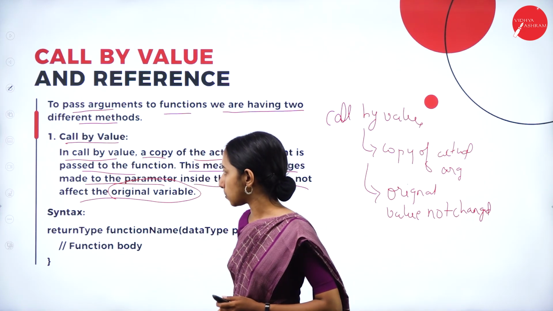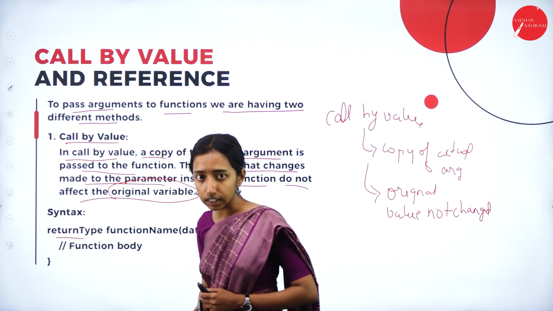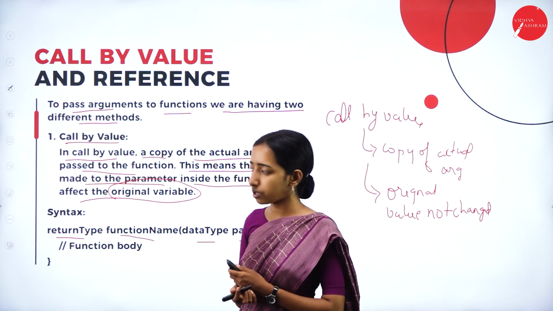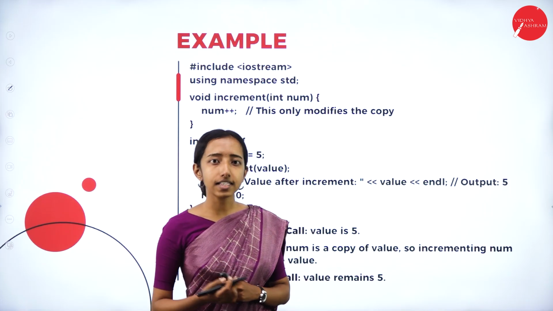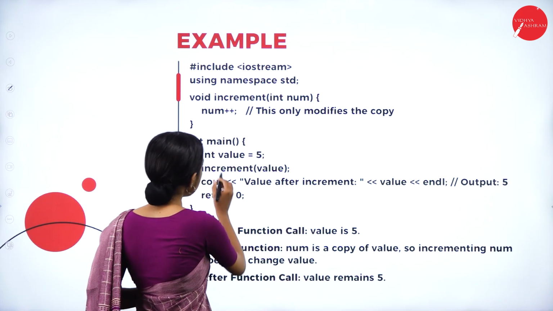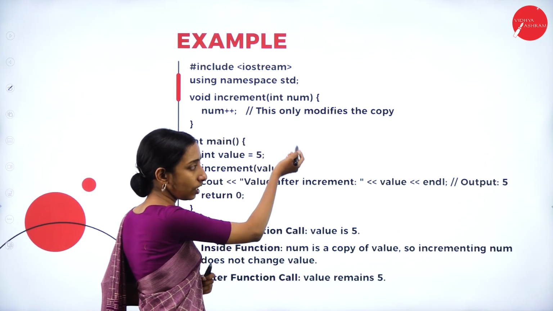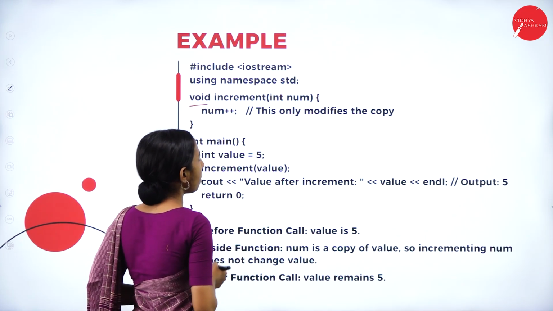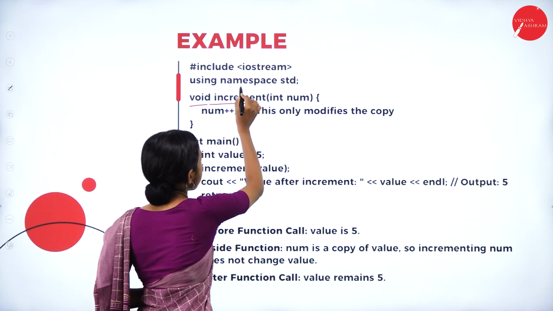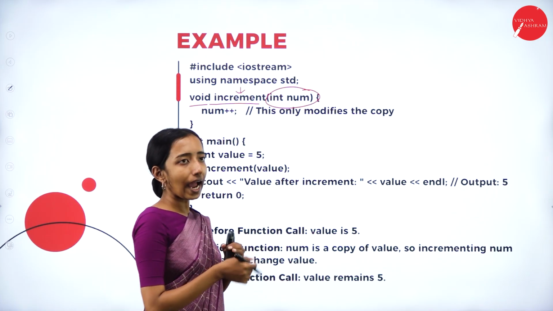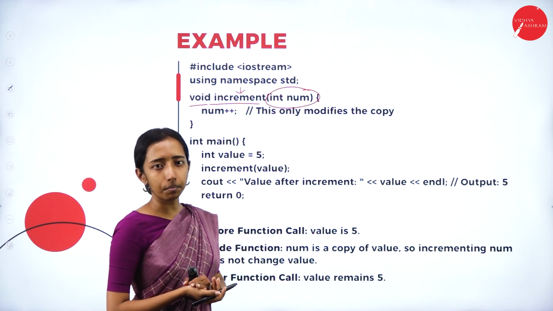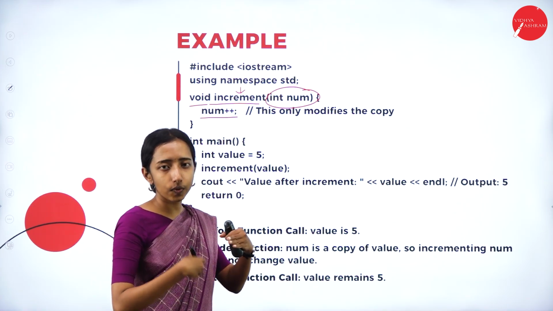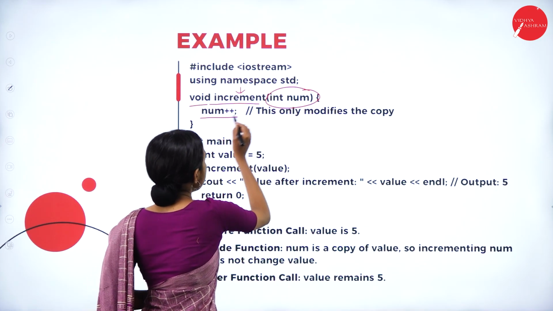So let us see how this works. In the syntax, we have the return type, the function name, data type, parameter and the function body. Here we have #include <iostream>, using namespace std, and the return type void. Increment is the function name we are giving and int number is the parameter. Now we are doing num++, which means we are incrementing the num value.